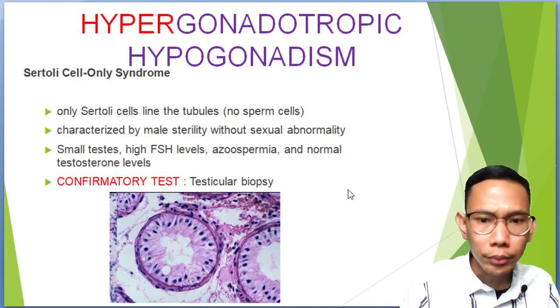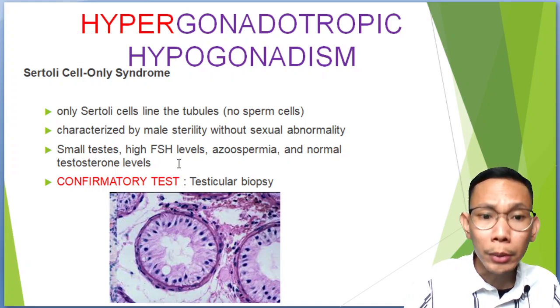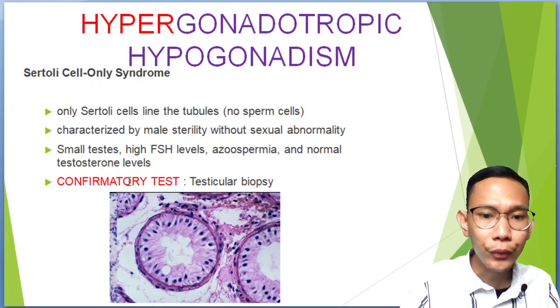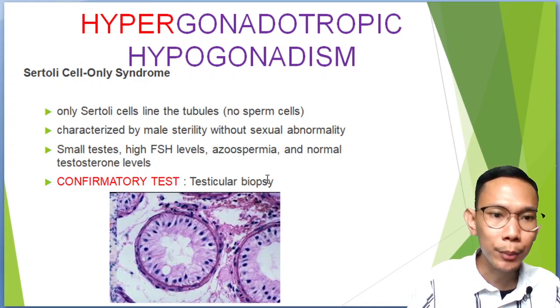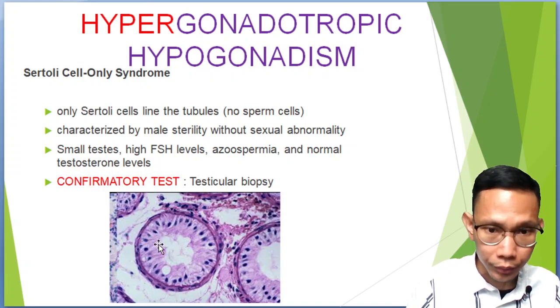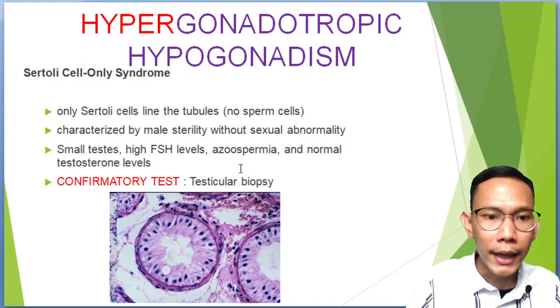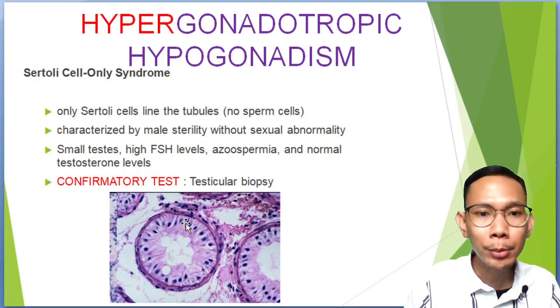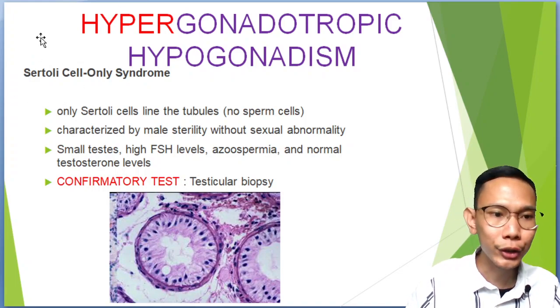They have a normal, and this is actually normal to low level of your testosterone level. So confirmatory test for this is actually testicular biopsy. Walang sperm na naproproduce, ang meron ka lang is only Sertoli, kaya tinatawag nating Sertoli. So in short, wala kang mga Spermatogonia, pero meron ka lang Sertoli cells. To confirm this, you only need your testicular biopsy.